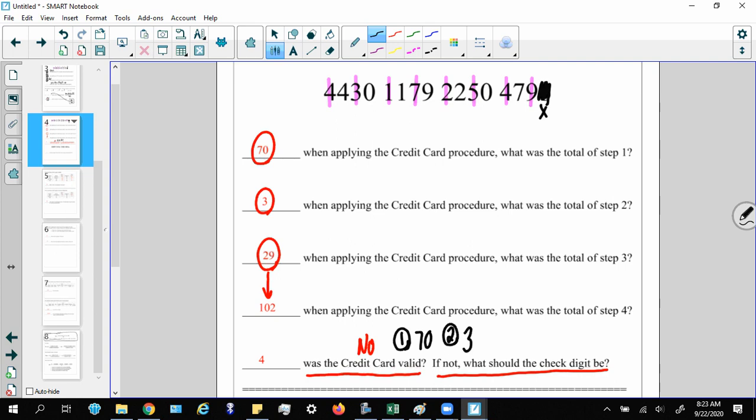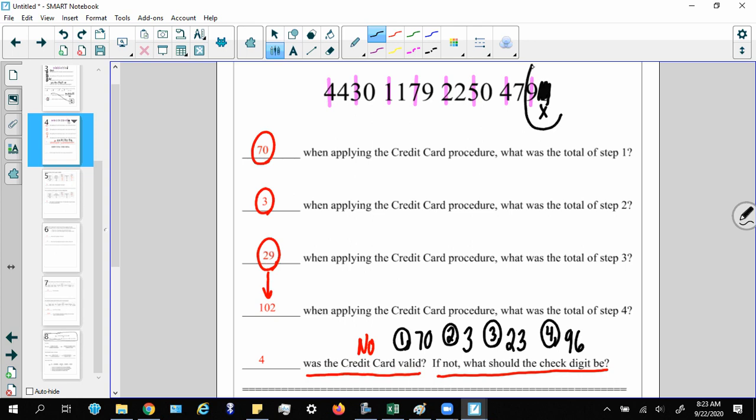Okay. Step three ends up being, let's see. What was that check digit again? Oh, I don't know why I did that, sorry. Step three ends up being 23, which means my new total would be 96. So my check digit or my total is 96.